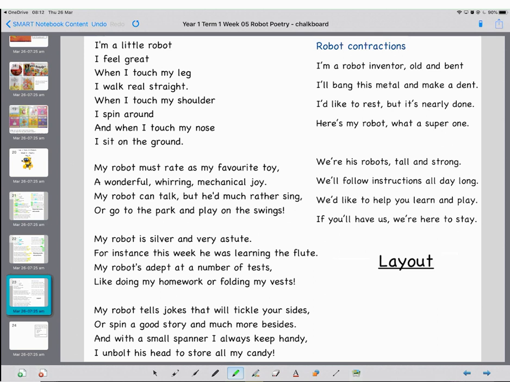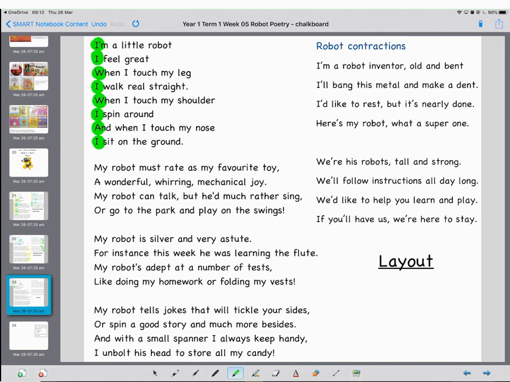Now the final feature is layout. Poems look different to stories. So what's the first thing we notice that's different? Well, I would say it's the fact that every single line starts with a capital, because remember, when we write our stories, we can only use capitals when there's been a full stop or when it's a name.